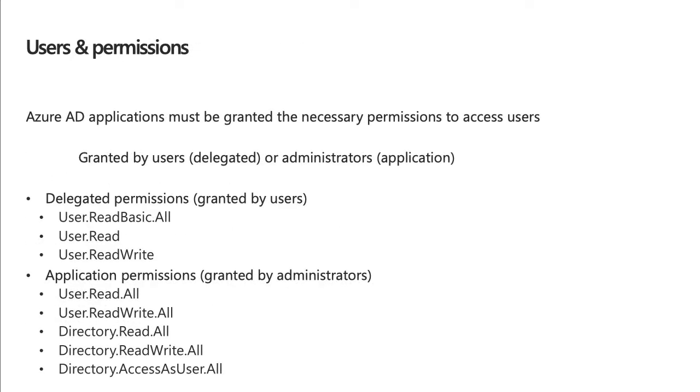In order to perform user operations, you're going to need one of the following permissions. The specific permission required will depend on the operation that you want to perform. For example, if you are creating, editing, or deleting a user, one of the write permissions is definitely going to be required. Some permissions can be granted by a user, while others must be granted to the app by an administrator. Delegated permissions granted by users include things like User.ReadBasic.All, User.Read, and User.ReadWrite, while application permissions that are granted by admins include many more permissions, as you see here on the slide.